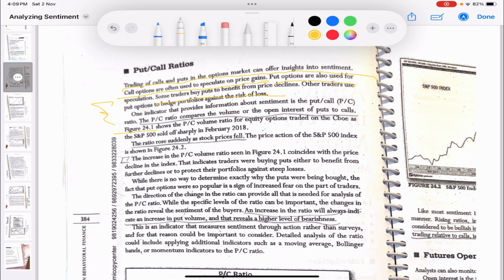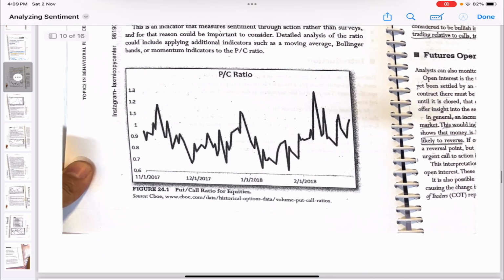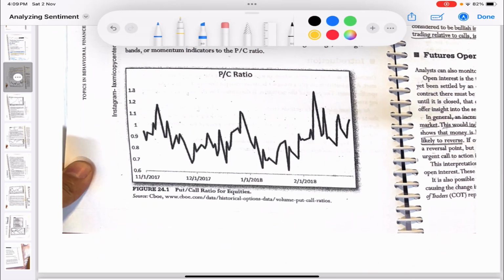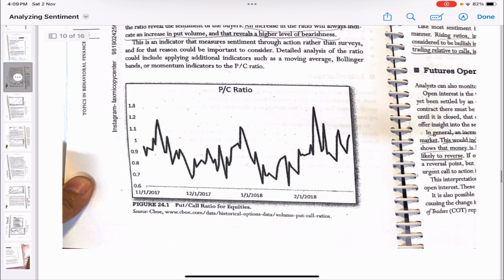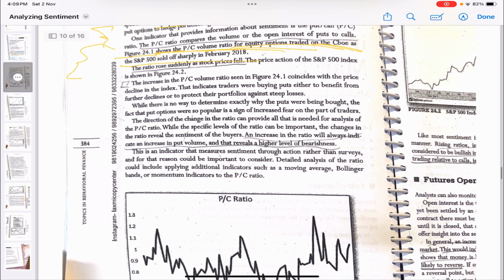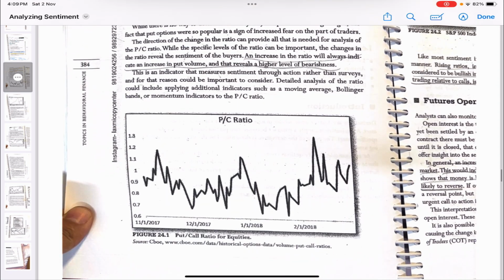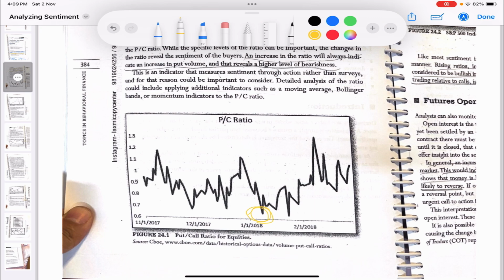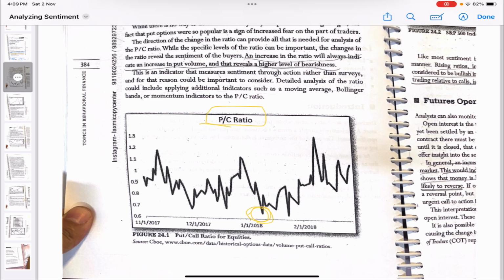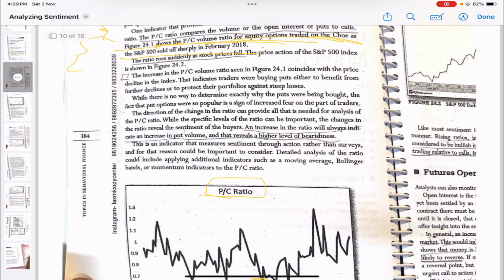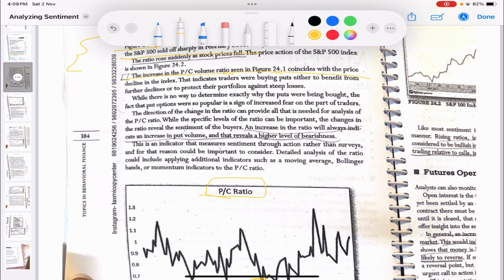Figure 24.1 shows that the PC volume ratio for equity options traded on the CBOE fell sharply. Look at this PC ratio. This is the put call ratio of the equities, and you can see that in February 2018 there was a very sharp decline in the PC ratio, right? So what does the big decline basically mean? The increase in the PC volume ratio coincides with the price decline in the index.